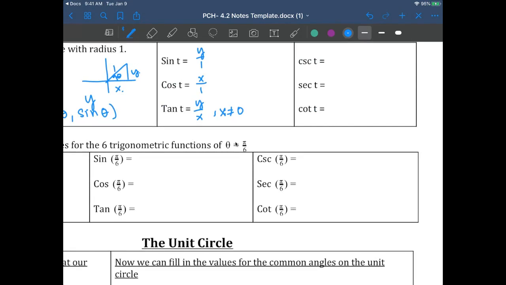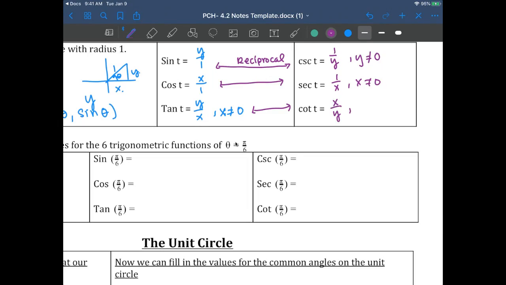The cosecant would be the reciprocal of sine. So we get 1 over y, where y cannot equal 0. Again, cosine and secant are reciprocals, so this would be x, and this would be 1 over x, where x cannot equal 0. And cotangent and tangent are reciprocals, so x over y, where y cannot equal 0. When y equals 0 or x equals 0 on these functions, we get vertical asymptotes on the graph.